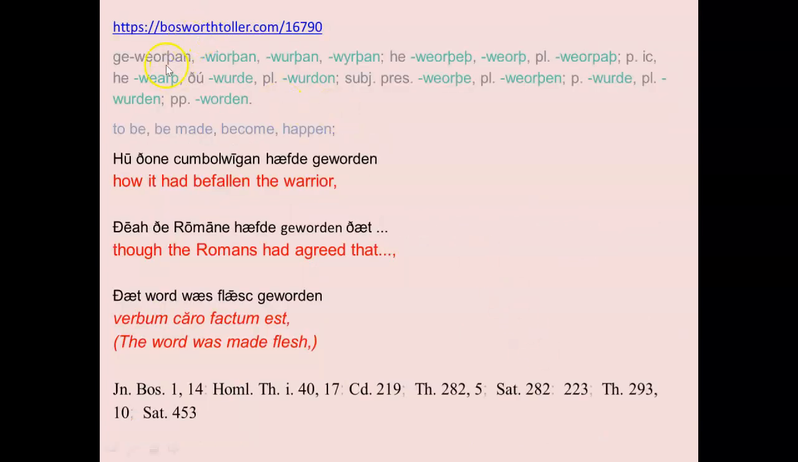So, for instance, here's wearthan, to be made, become, happen. This is a common verb. So let me just show you the method here before I come back.